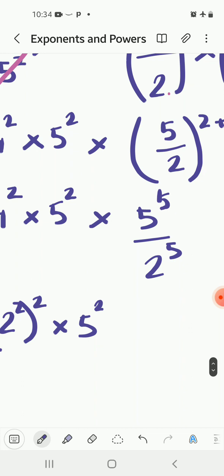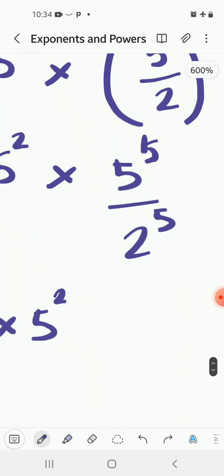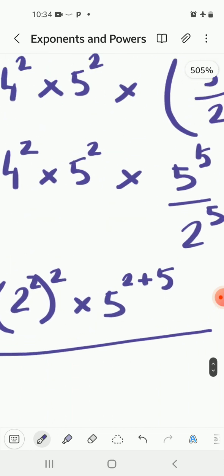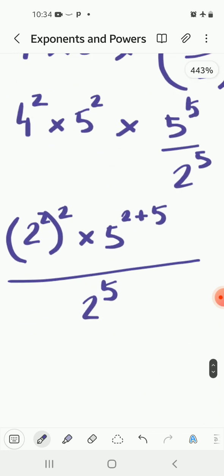Okay, and there is also 5 to the power 5. So we will add the powers 2 plus 5. And in denominator we have got 2 to the power 5. Okay, so let's do it.